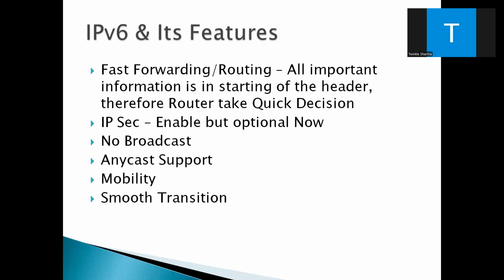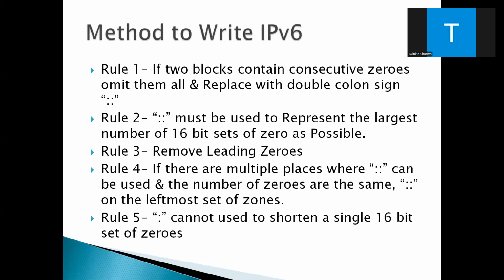Again, repeating these features of IPv6: it is of 128 bits, it has 8 segments, it is in the form of hexadecimal, it is classless, no broadcast, backward incompatible. Hexadecimal has 16 values per digit, right? Then we learn about the method to write IPv6. If two blocks contain consecutive zeros, omit them all and replace with a double colon sign.